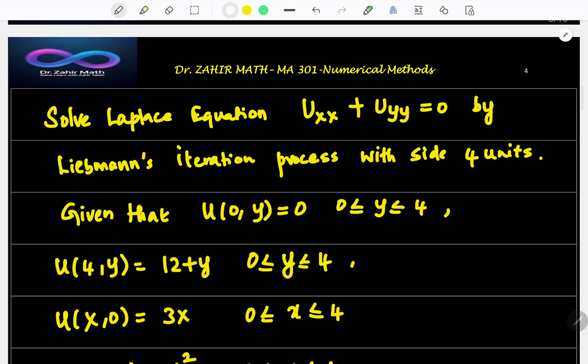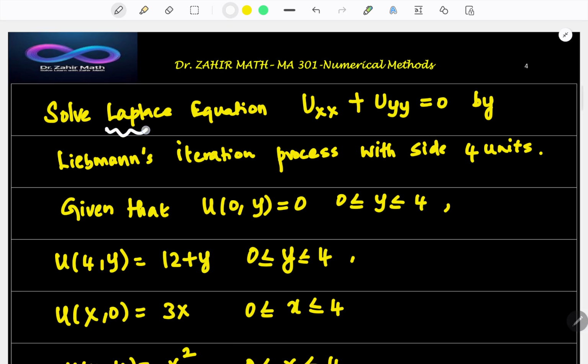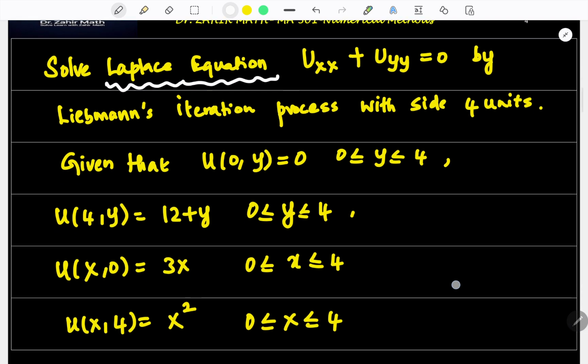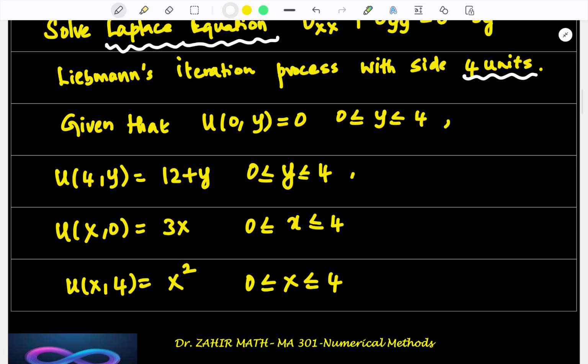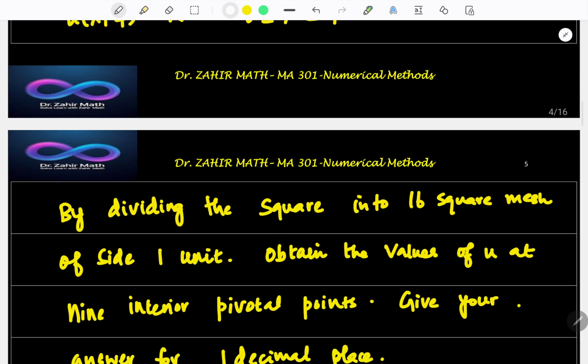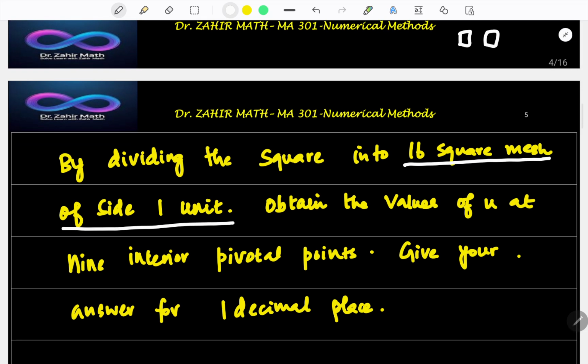Let's go to the first question. Solve Laplace equation uxx plus uyy is equal to 0 by Liebmann's iteration process with side 4 units. Given that u of 0 comma y is equal to 0, u of 4 comma y is equal to 12 plus y, u of x comma 0 is equal to 3x, u of x comma 4 is equal to x square. X and y vary from 0 to 4, by dividing the square into 16 square mesh of side 1 unit. How many square mesh you have to create? 16. Mesh means like this. Square values. Obtain the values of u.